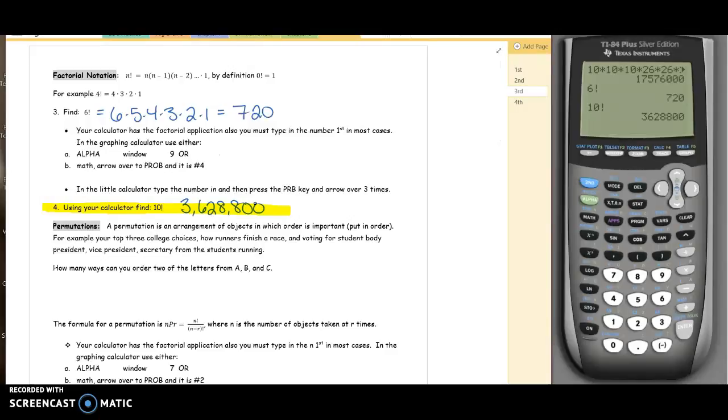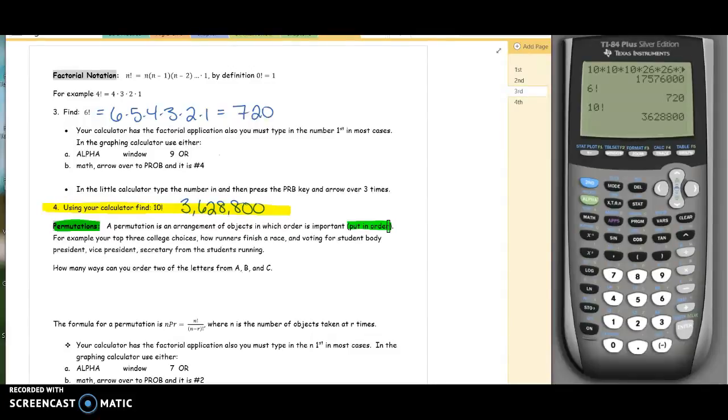Permutations are kind of like what we did in the license plates with no repetition. A permutation is an arrangement of objects in which order is important. And here's the thing I want you to remember. You should circle the word permutations and circle put in order. I want you to start associating that P in permutations with put in order. With a permutation, you're putting something in order.